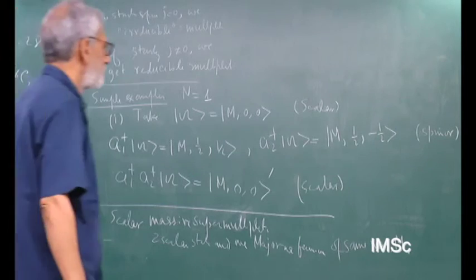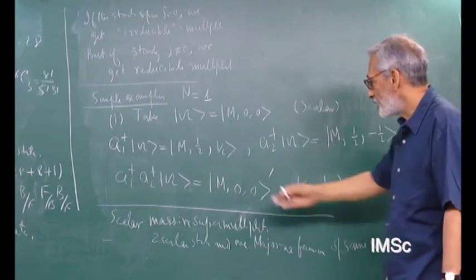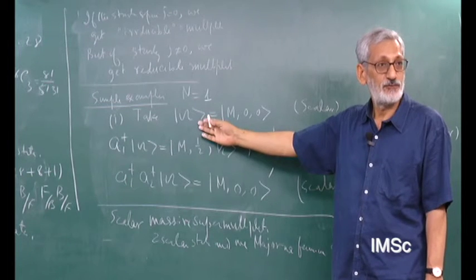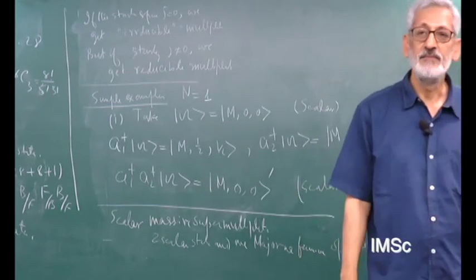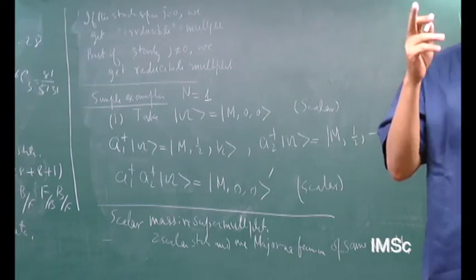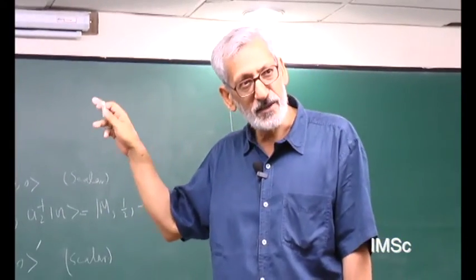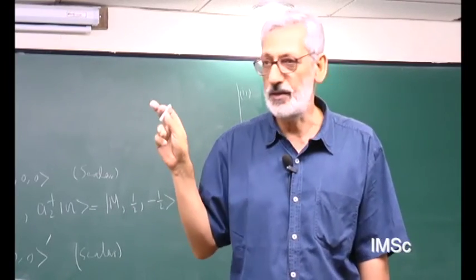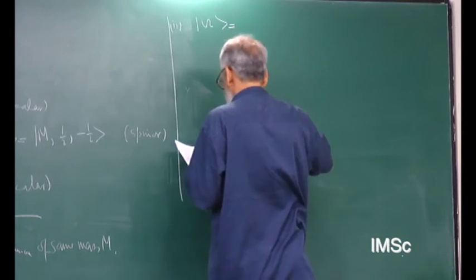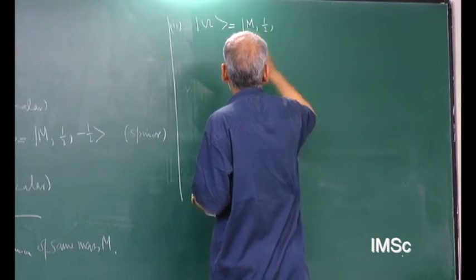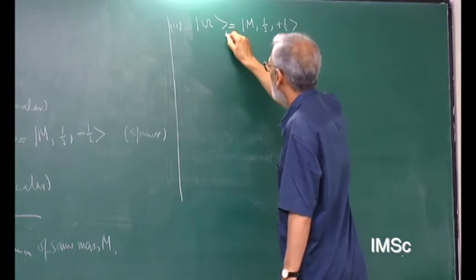Now, next example. Instead of taking a scalar as the vacuum state or starting state for constructing this ladder of states, let me take a spinor to be the starting state. You see, the word vacuum was perhaps misplaced, because ordinary physical vacuums are not spinors. So vacuum is used only in this context, as the starting state for this construction. So you take omega to be a spin half state. Now a spin half state can have Jz value plus half, so we'll call it omega plus.